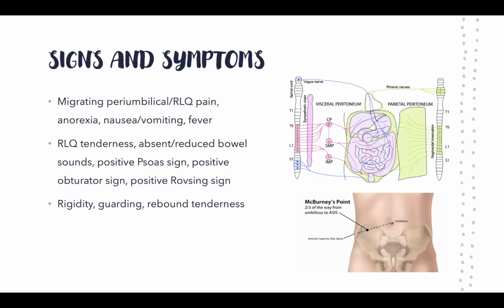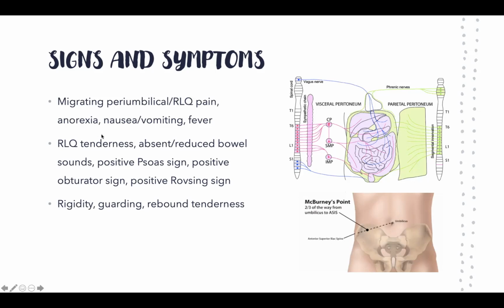Now, as the appendix gets more and more distended, it can start to press against the parietal peritoneum, which is the outermost covering. This is now supplied by the somatic nerves, which are way more localized, and the patient can now report exactly the location of the pain. This point where it becomes quite localized is called McBurney's point. You can see here the anterior superior iliac spine and the umbilicus, and it's about one-third of the way from the iliac spine, or two-thirds of the way from the umbilicus. So that's an important thing to remember.